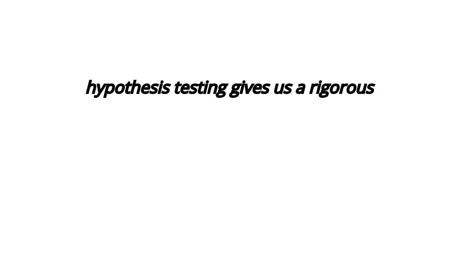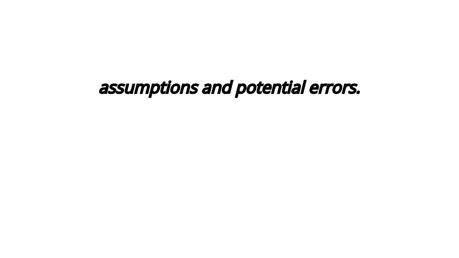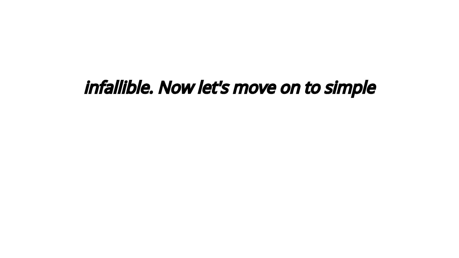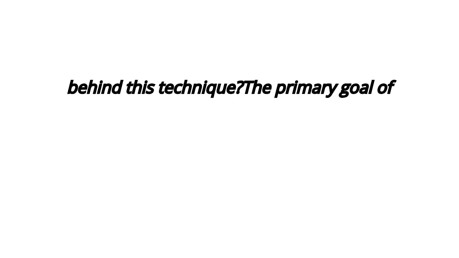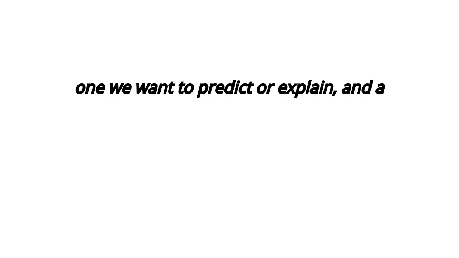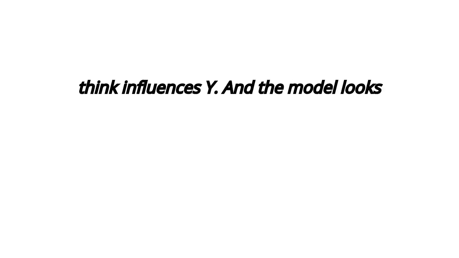So hypothesis testing gives us a rigorous framework, but we need to be mindful of assumptions and potential errors. Absolutely. It's a powerful tool, but not infallible. Now, let's move on to simple linear regression. What's the core idea behind this technique? The primary goal of simple linear regression is to model the linear relationship between two variables: a dependent variable, often called y, the one we want to predict or explain, and a single independent variable, x, the one we think influences y.